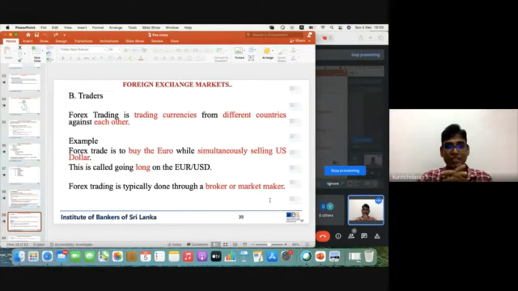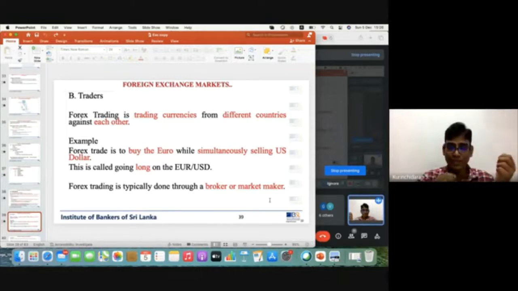The second party may be traders. Traders trade currencies from different countries against each other. They buy and sell, not for price differences but for need. So if you want to have a dollar, you can buy it, or if you want to sell, you can sell it.